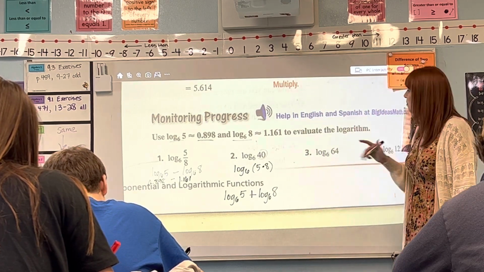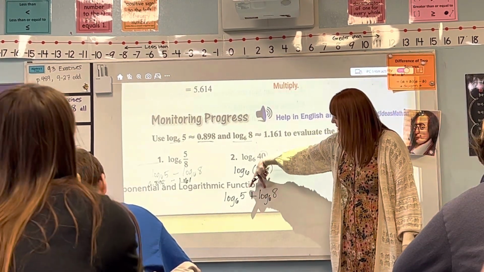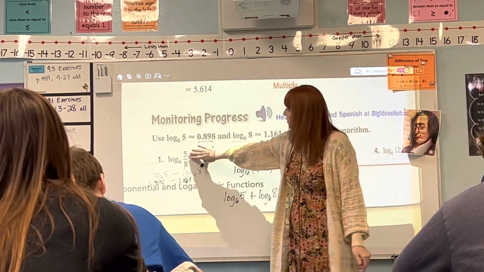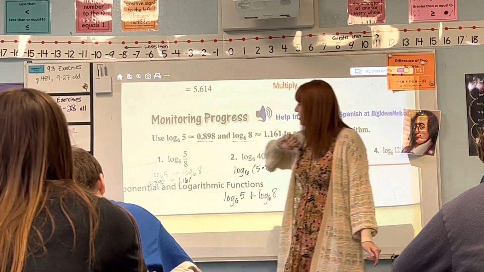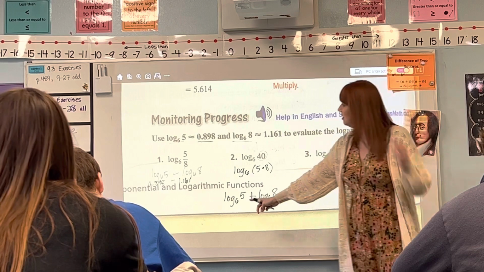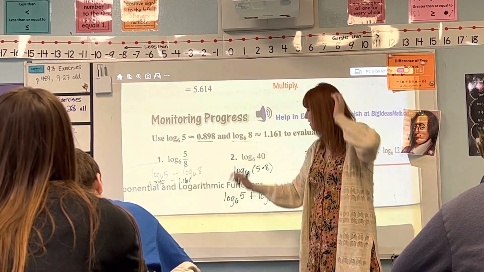So multiplication can be split up into addition like this. Division can be split up into subtraction. And now we know what each of these are. Log base 6 of 5 is this.